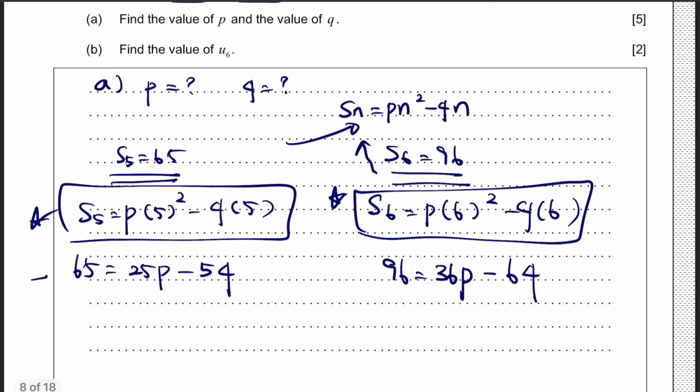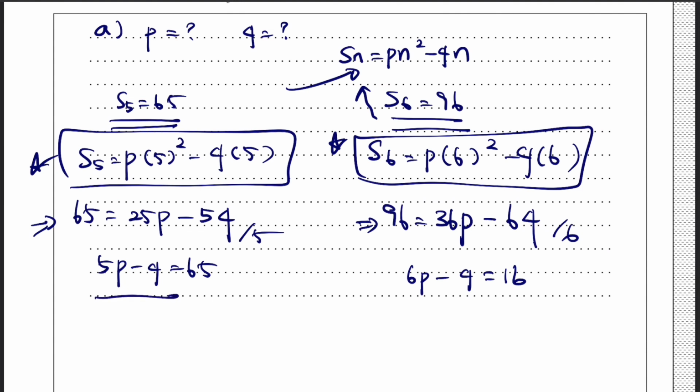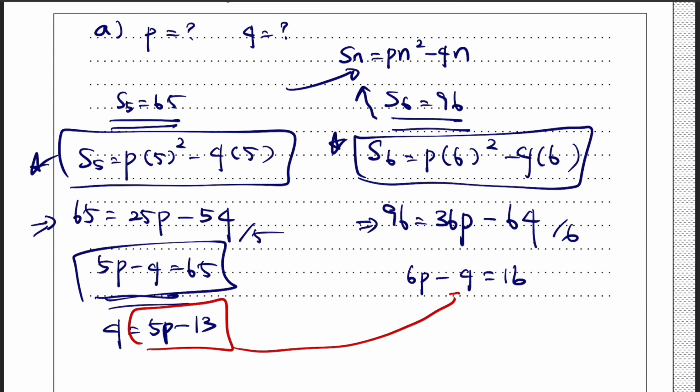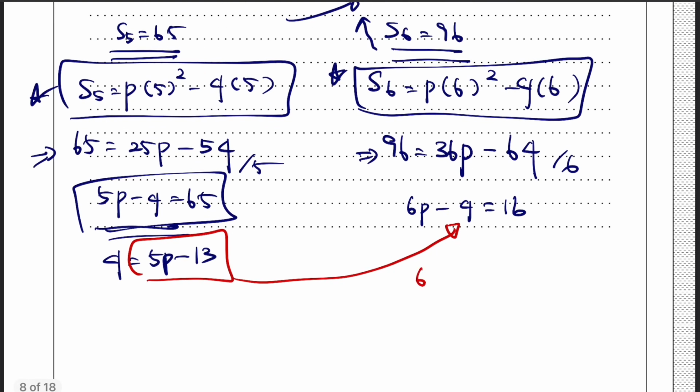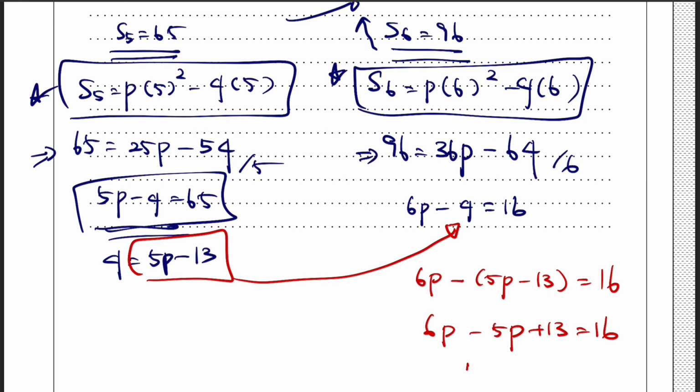Then if we simplify these two equations by dividing by 5 and 6, we get 5p minus q equals 13, and 6p minus q equals 16. If we rearrange the first equation as q equals 5p minus 13, we can substitute this into the second equation instead of q. Then we get 6p minus (5p minus 13) equals 16. Then 6p minus 5p plus 13 is equal to 16. Then the p value is 16 minus 13, which is 3.